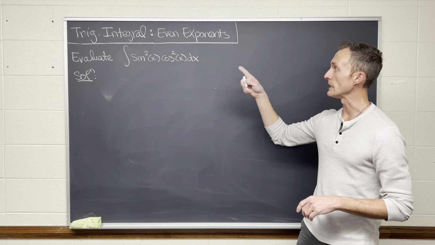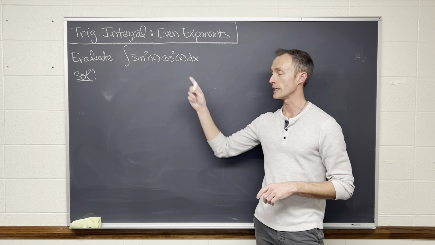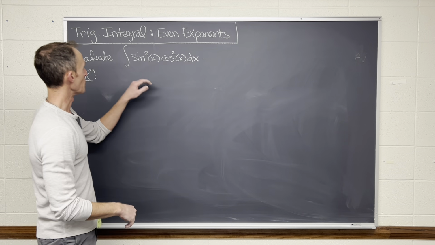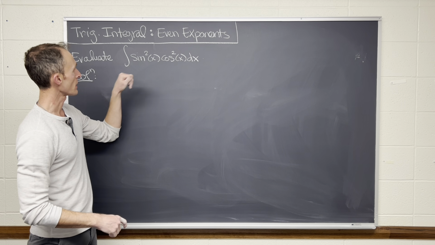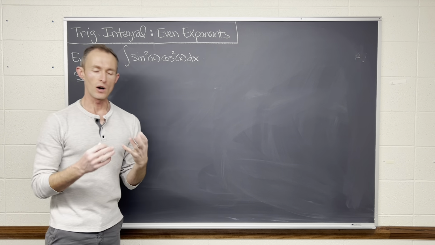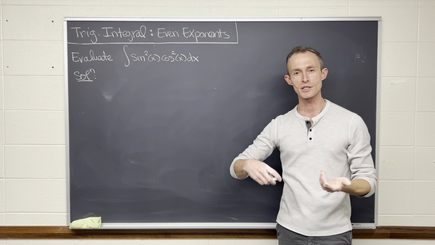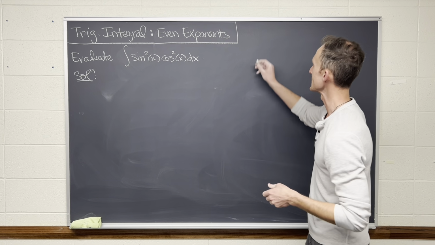Today we're tackling even exponents in trig integrals. Okay, so how does this work? Well, here's an example where both exponents are even, in this case 2's. And this is honestly the worst case scenario because you have to substitute in for both sine squared and cosine squared. So you got to remember these identities.